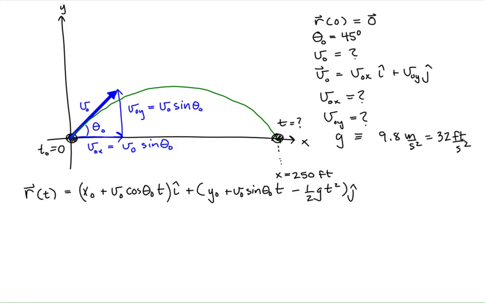We should also write down some of the values we have. We know we are starting at the origin. So x naught is equal to 0 and y naught is equal to 0. We know the ball lands 250 feet away. So x is equal to 250 feet, while since it lands back on the ground, y will be equal to 0 feet. So let's use some of this information to simplify this formula. x naught is 0, y naught is 0.